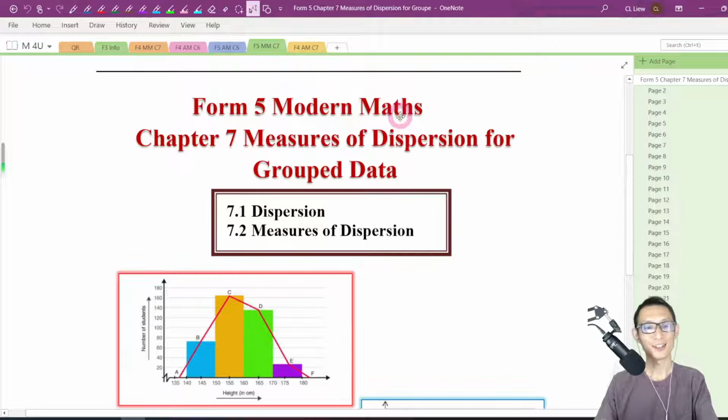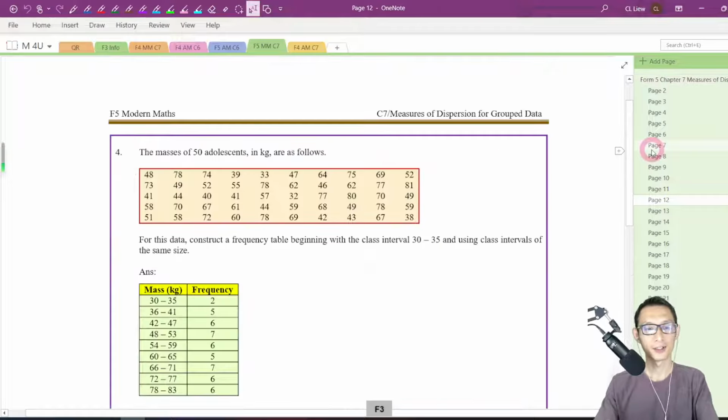Hi everybody, in this video, let's look at your Form 5 Model Math Chapter 7, Measure of Dispersion for Group Data. So what's a group data? Let's look at this example. This is ungrouped data. You know the exact value of every single data. This ungrouped data, which you learned before.